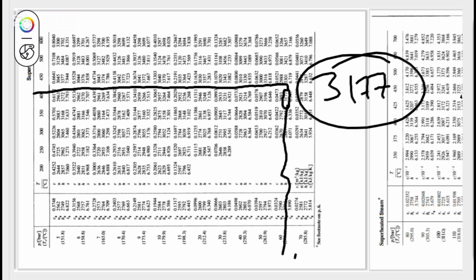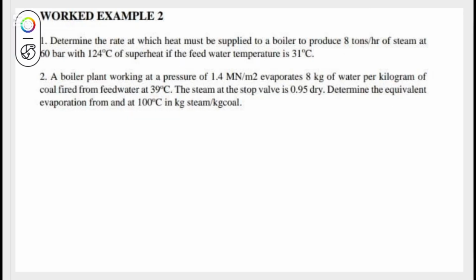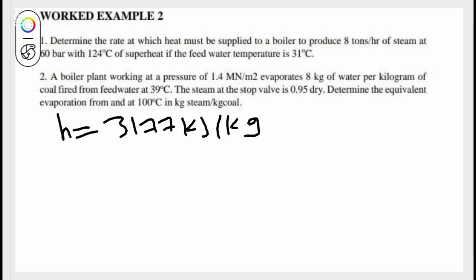This is the number that we are going to use, but you have to take note, this is the superheated steam table. So I hope you see how to find the superheated steam table at 60 bar and 399.6, which is 400. You have to take note, we find our H as 3177 kilojoule per kg.